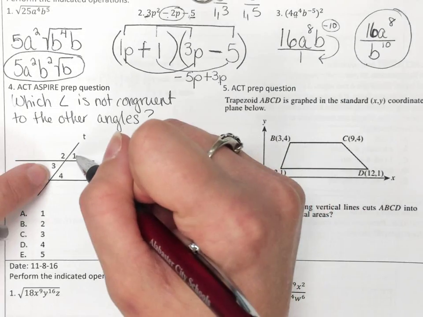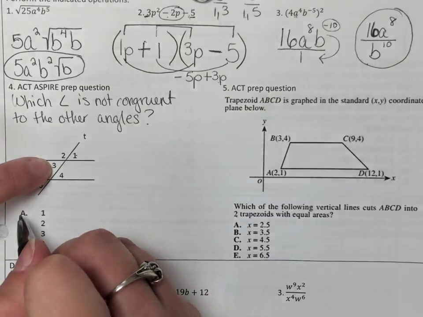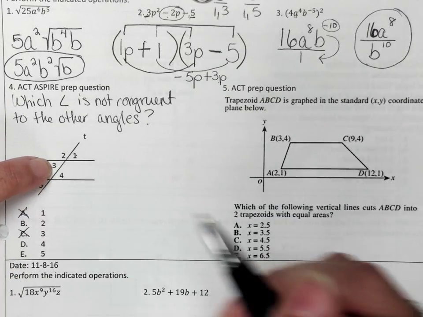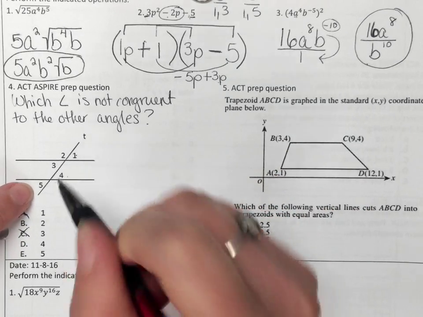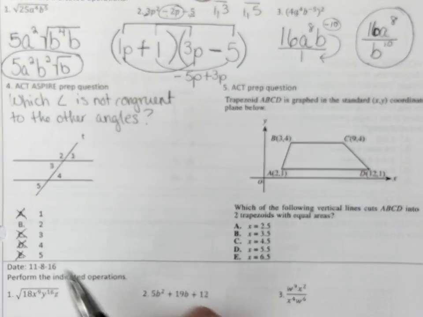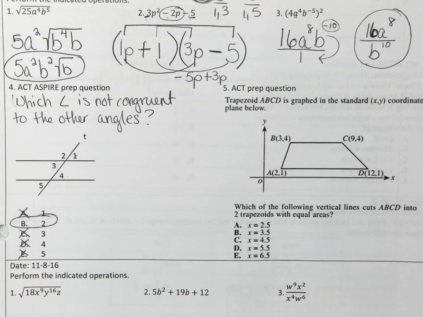3 and 1. These are vertical, right? So I'm not going to pick 1 or 3. And what other one? 4 and 5. Those are vertical. If they're vertical, that means they're congruent. So I'm not going to pick 5 or 4. The only one left is 2. For my 10th graders, you're going to see that in the spring, okay? You'll see that in the spring.